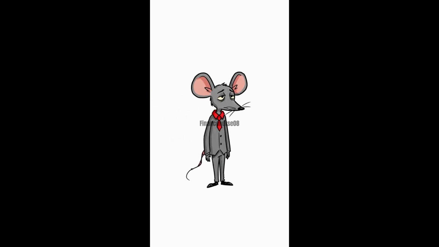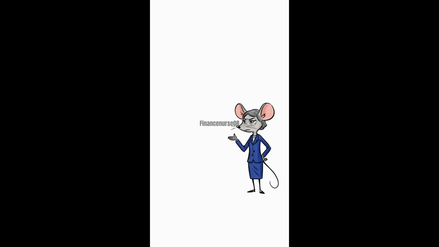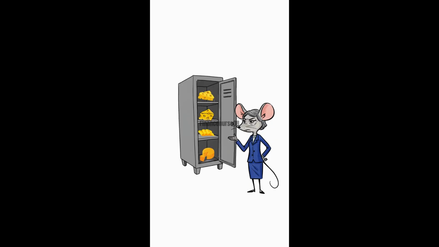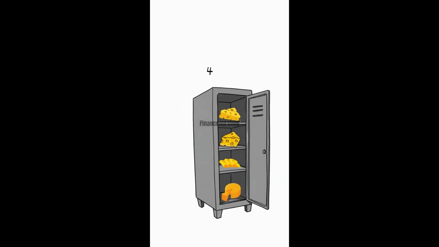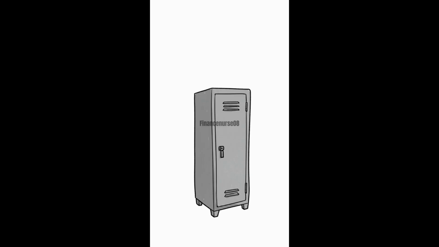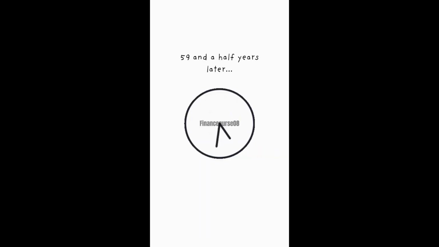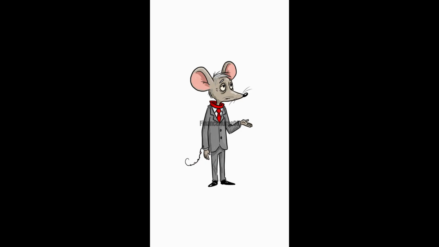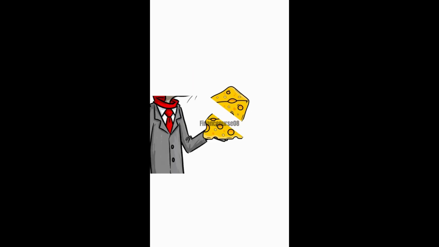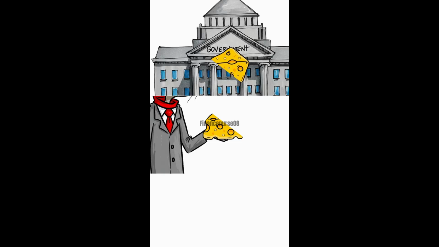Meet Max. Max just wants some cheese. But like most mice, he's been told there's only one safe place to stash it. The government-mandated cheese locker, also known as the 401k. Once your cheese goes in, good luck getting it back. 59 and a half years later, they finally let you nibble the cheese. But wait, it's taxed. Because why let you have your cheese when they can have part of it too?